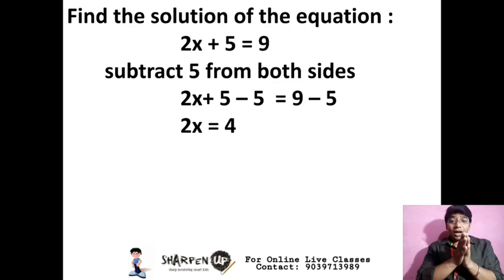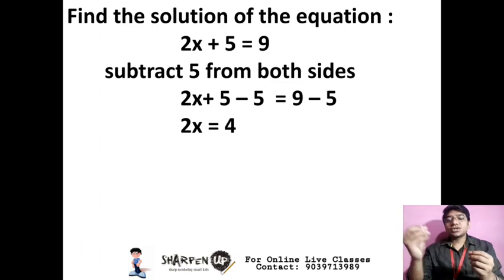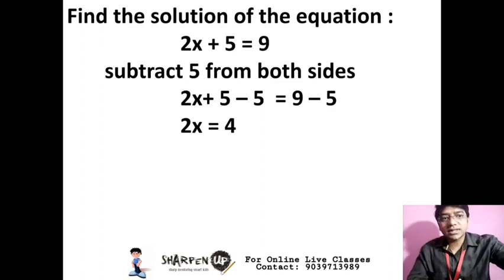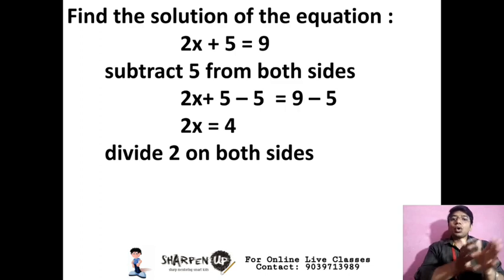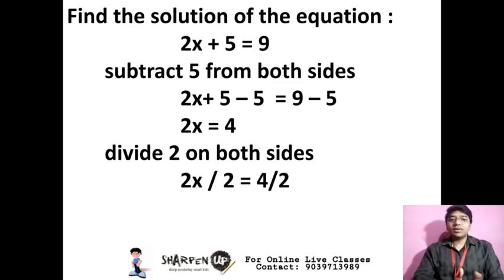But still I haven't found the value of x, because x has a coefficient 2. So now I will eliminate the coefficient 2. For this, I will divide by 2 on both sides. If I divide, then what will I get? 2x divided by 2, and in RHS 4 divided by 2. So the 2s will cancel, and 2 1s are 2, and 2 2s are 4. So x is equal to 2. So here I have got the value of x. So this is the solution of the equation.